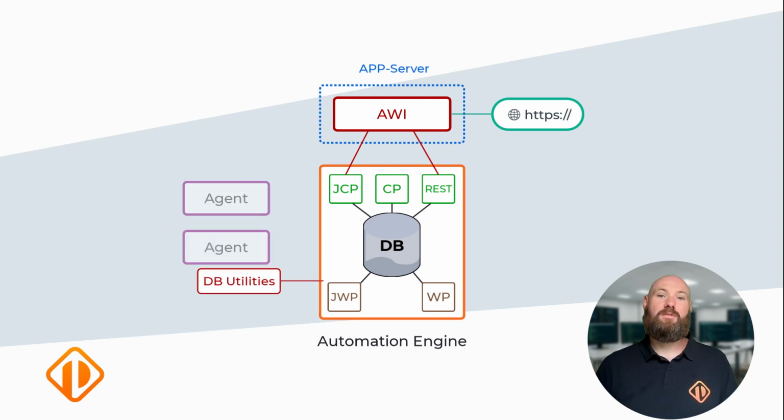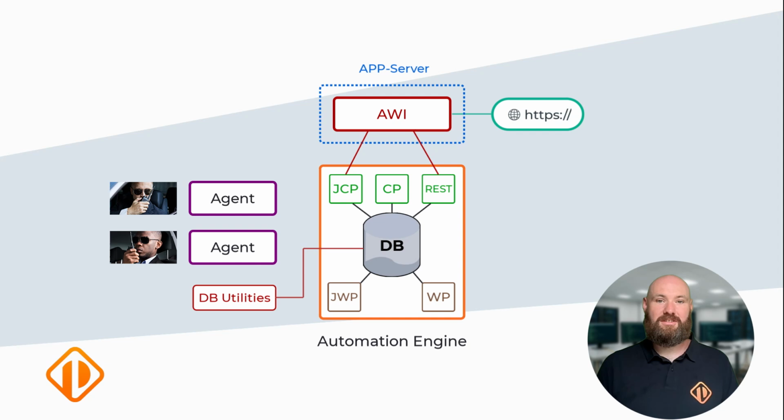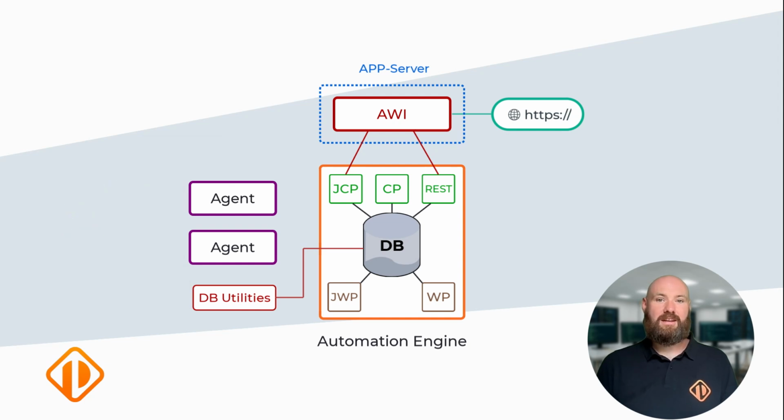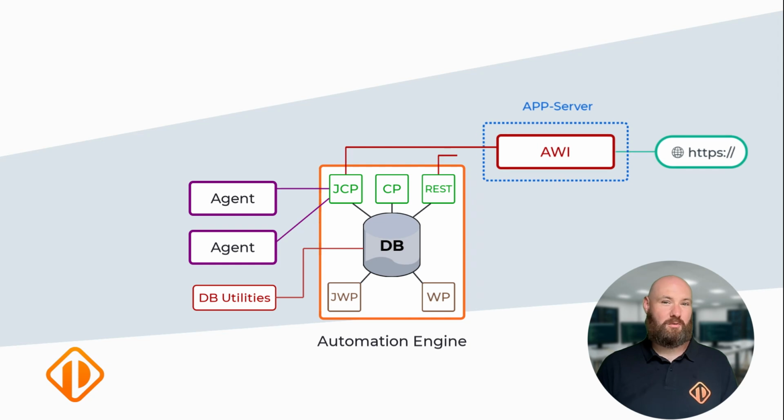And of course, there are also the agents. They control processing on the destination system such as Unix, Windows, z/OS, SAP, or databases. The agents execute jobs and file transfers. Since version 21, agents generally use TLS and communicate with the JCP. Older or more exotic agents still require the CP.